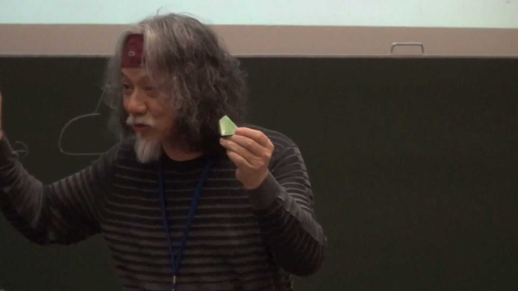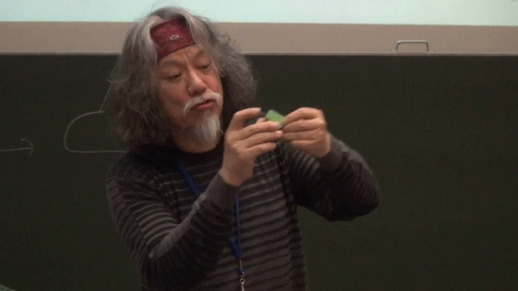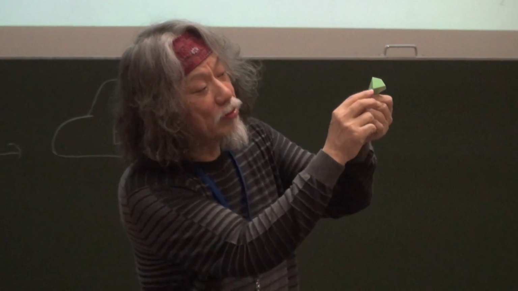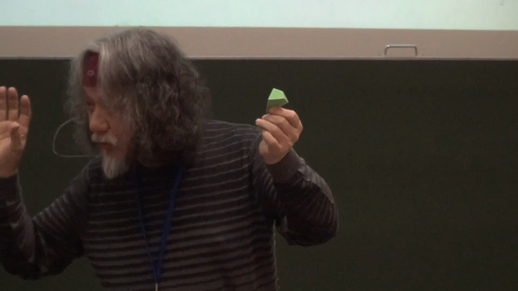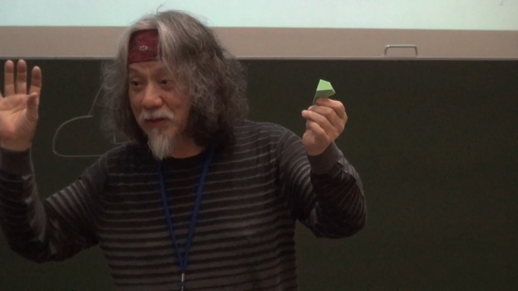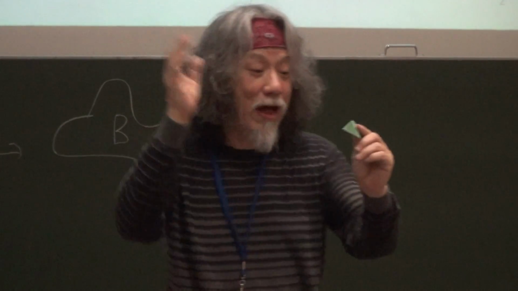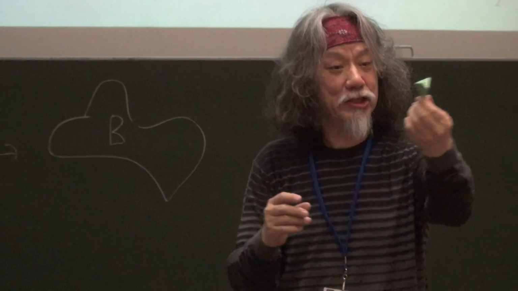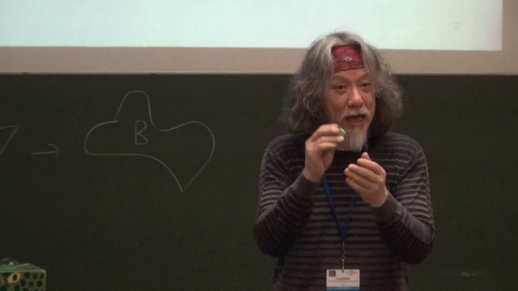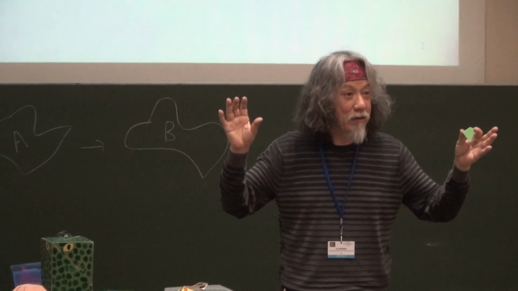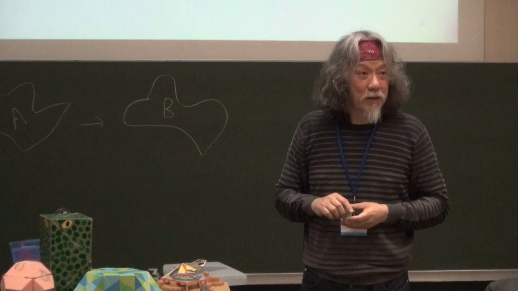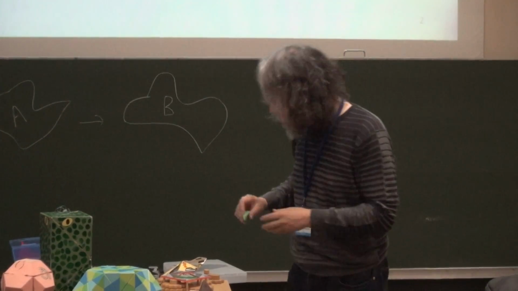Three quadrilateral faces and two triangles. Okay, so five faces, a very strange shape. But this is an element of parallelohedron. So you can construct.